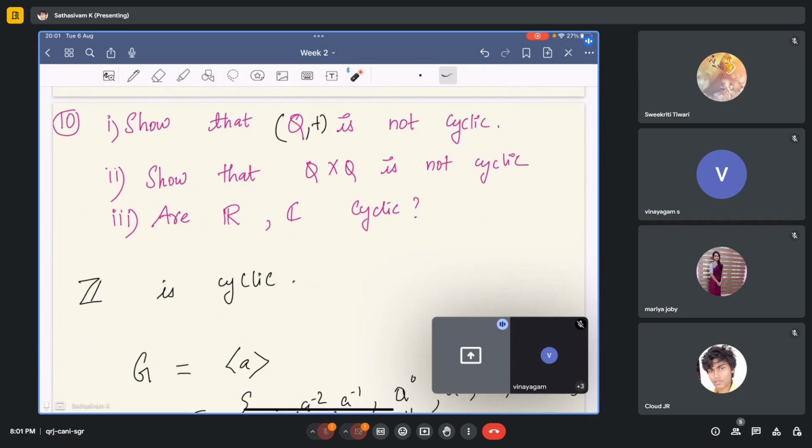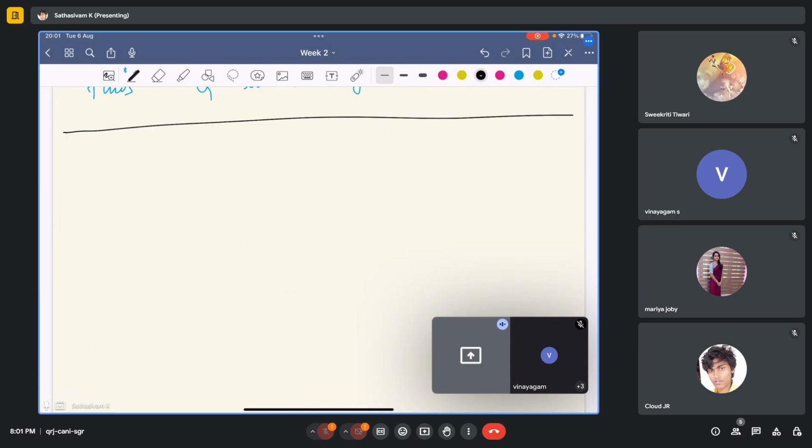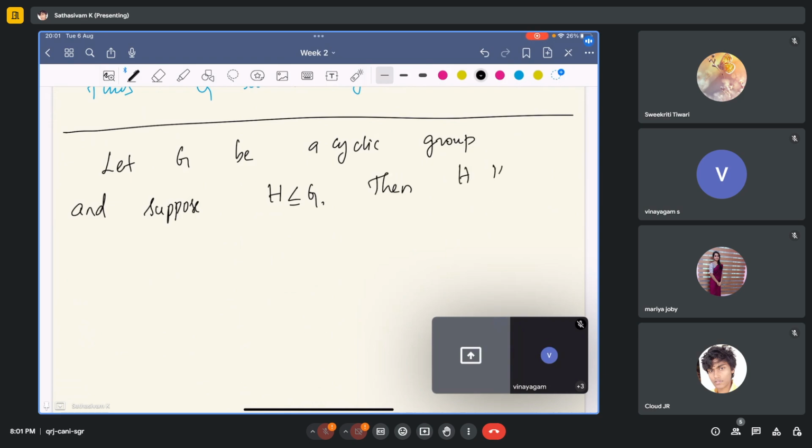So I will tell the strategy. The strategy is you use the fundamental theorem of cyclic groups. Suppose G is a cyclic group, and suppose H is a subgroup of G. Then what do we know about H? What we know is H is also cyclic, right? Then H is also cyclic. And this is what we are going to use.